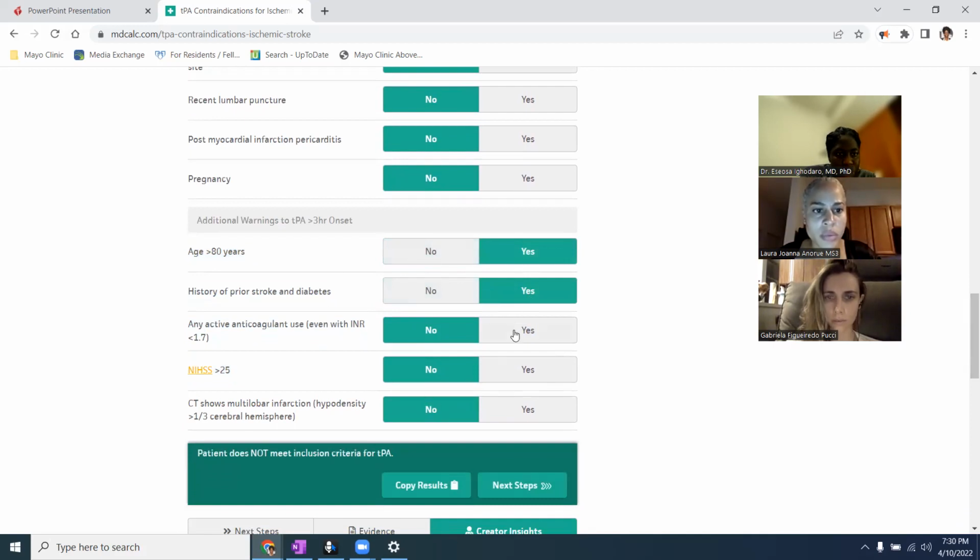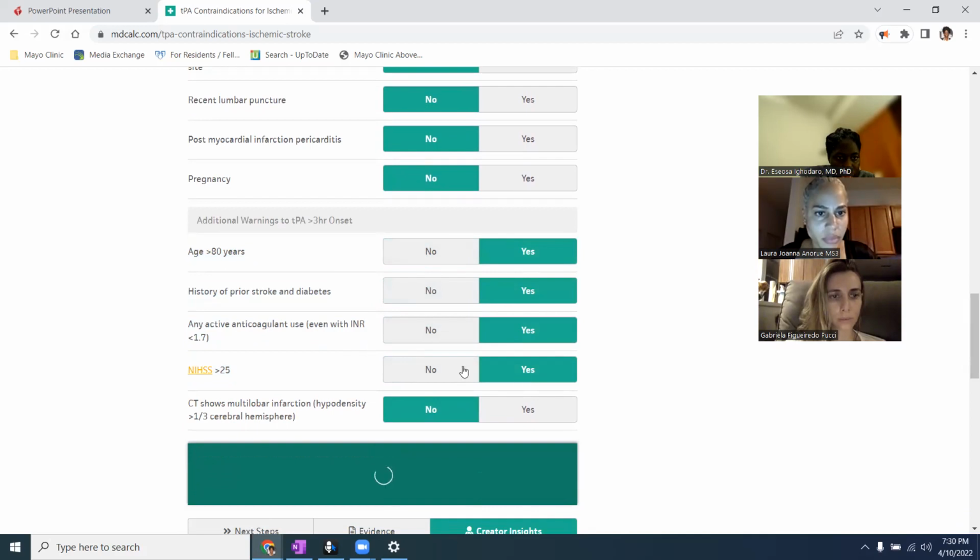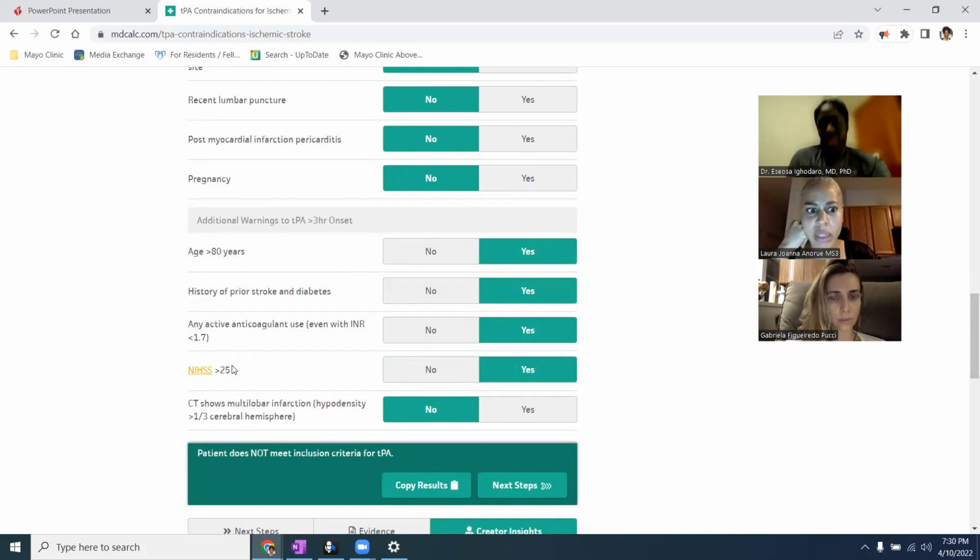Oh, exclusion criteria. Any active anticoagulant use, even if NIH greater than 25. Interesting. Yeah, I didn't know that one. I just feel like there's people that come in like, woof, way off the charts with their NIH and they're given TPA. So yeah, that's a new one for me.